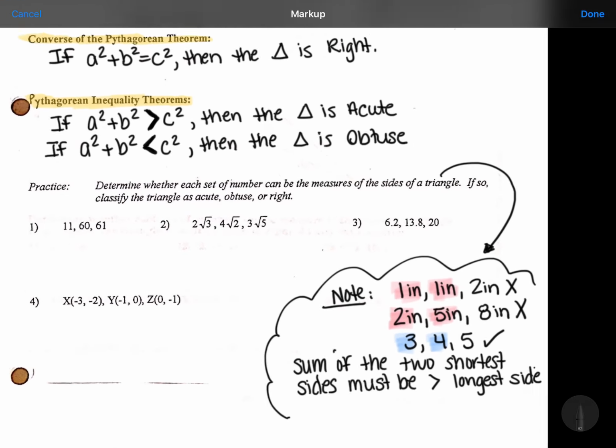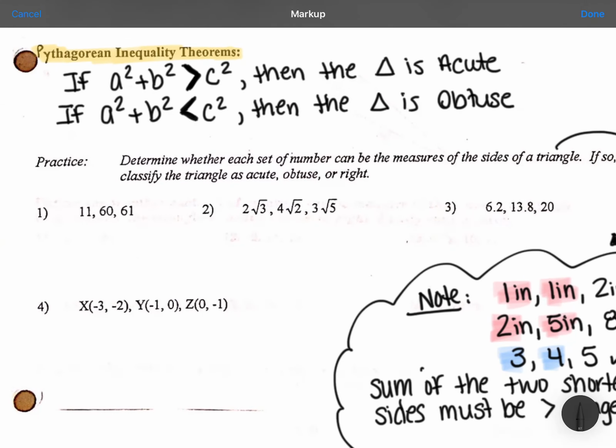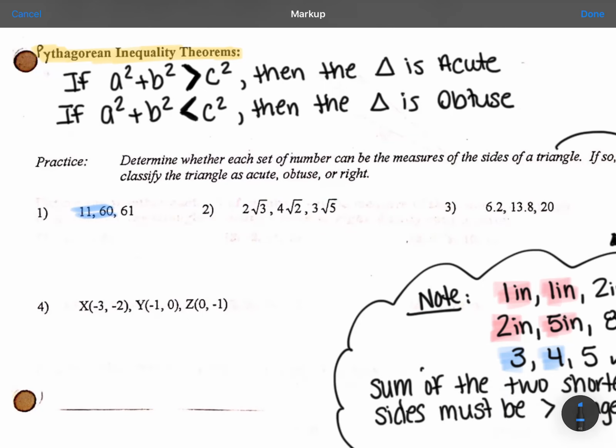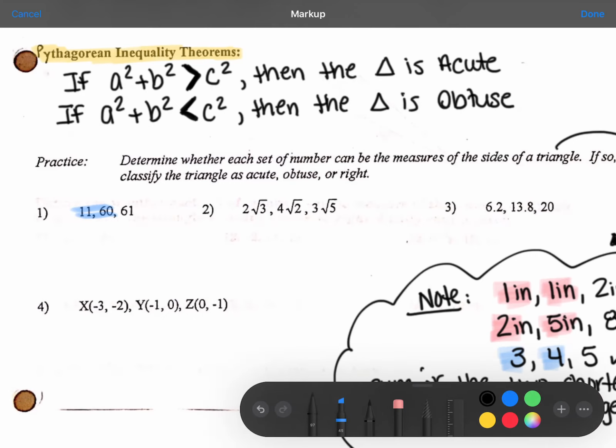All right, so let's take a look at number 1. We want to first go through and determine, can these even be sides of a triangle? So for number 1, I need to add the two shortest sides and see if that's going to be bigger than the third side. So 11 plus 60 added together is 71. That is greater than the third side. So yes, this is a triangle.